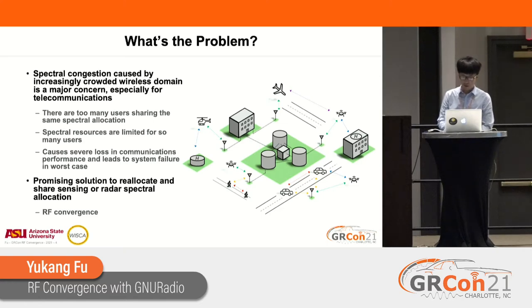there are so many communication users, and they probably share the same spectral allocation. However, spectral resources are limited for so many users. In the worst case scenario, it can cause severe loss in communication performance and lead to system failure. AT&T, for example, will slow your data speed if you don't have premium data available. So here comes a promising solution to reallocate and share spectral allocation, and that is RF convergence.